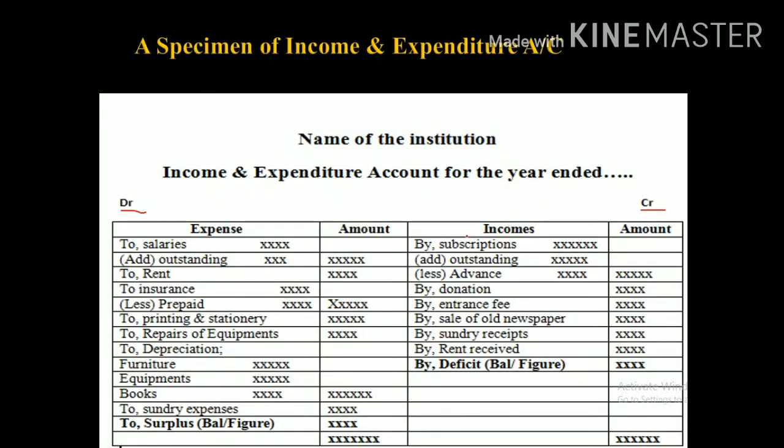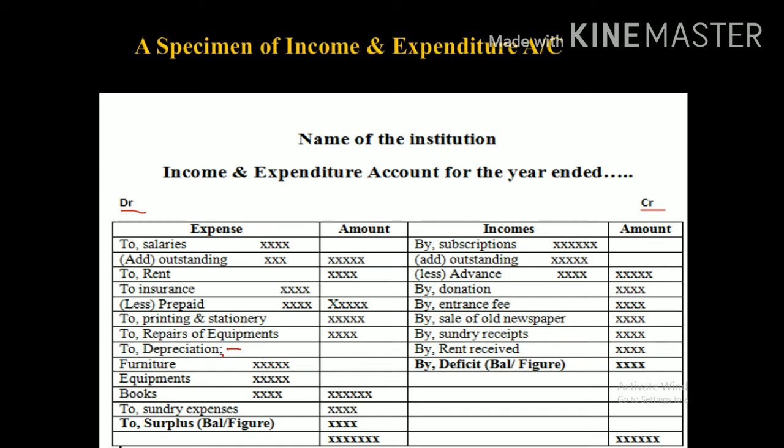It records all expenses, that means cash as well as non-cash items. You can see printing and stationery, repairs of equipment, depreciation, etc. Depreciation is a revenue expense, but it is treated as a non-cash item.